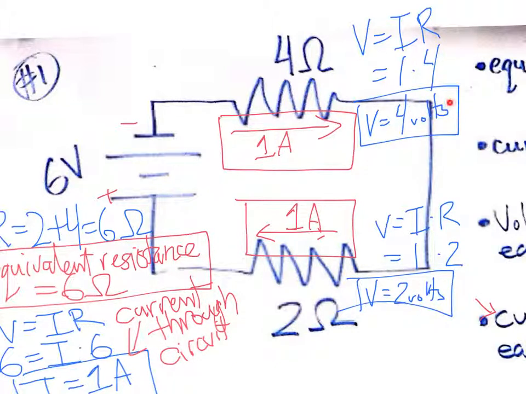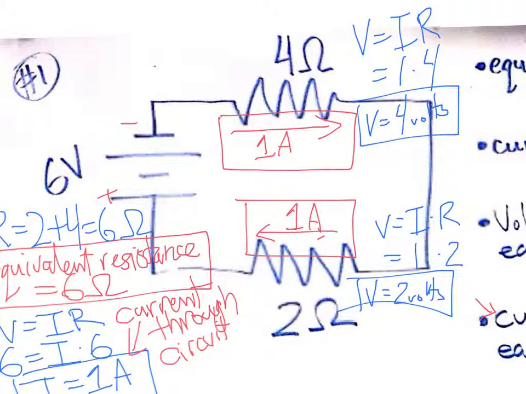Notice how 4 plus 2 is 6. Okay. This is true for a series circuit. So in a series circuit, the current through each resistor is the same. The voltage drop across each resistor has to add up to the total voltage. Alright, parallel circuits are different.